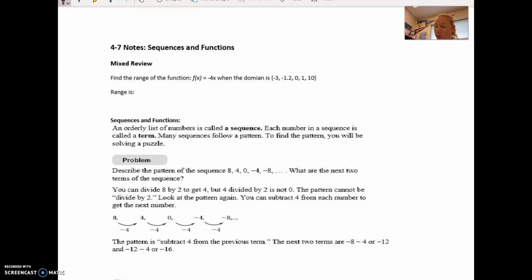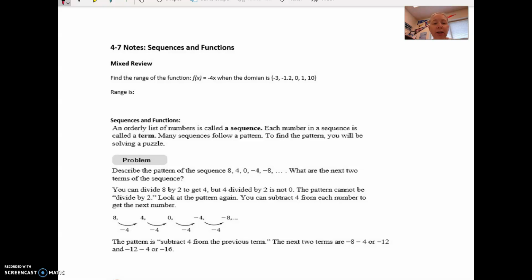Okay, so we are actually doing the last section in chapter 4, which means I know that we just had a quiz, but now we're already ready for a test. So that's kind of how that works. A lot of times, one week we have a quiz, the next week we have a test. That happens occasionally, so just be aware of that coming up. This is a fairly short lesson on looking at sequences and functions, so basically looking at patterns in a relationship.